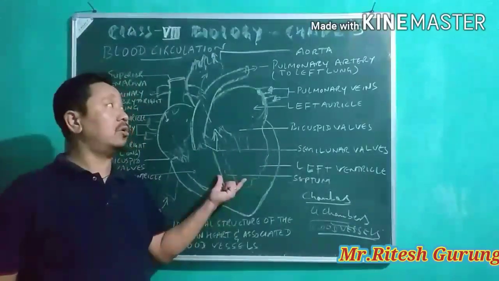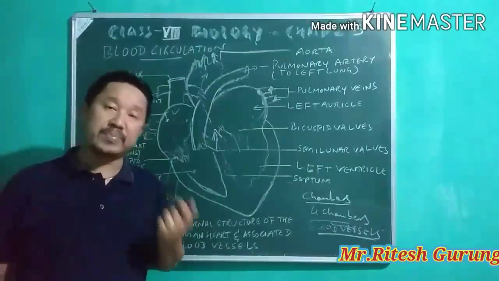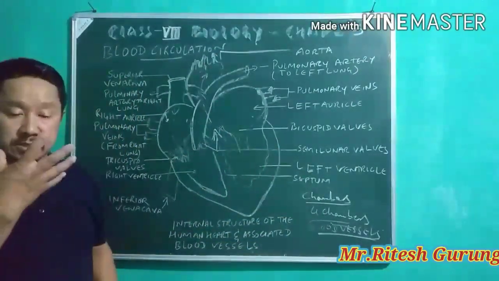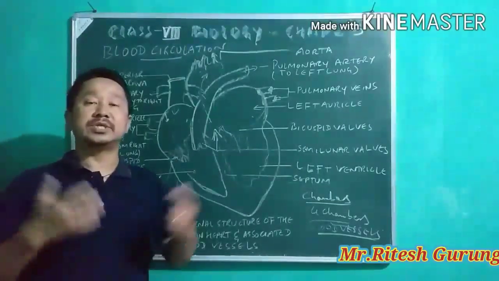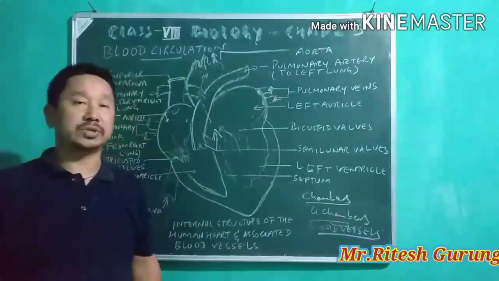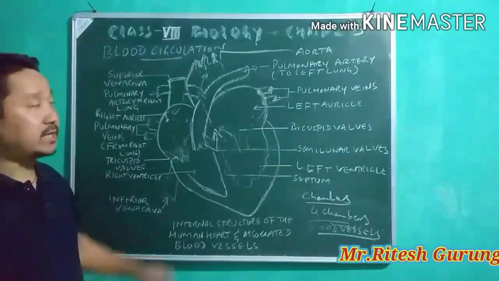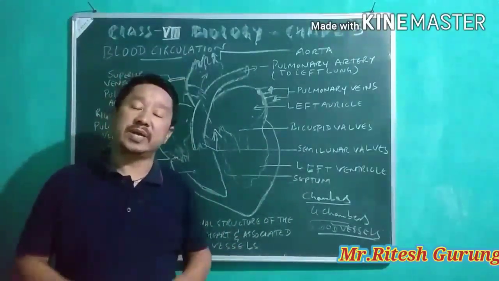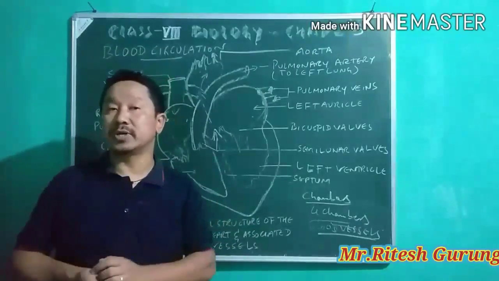So it is called the pumping organ. It pumps and distributes. It collects and distributes the blood to different parts of the body. That's the main function of this organ, which is a very important organ in the circulatory system.